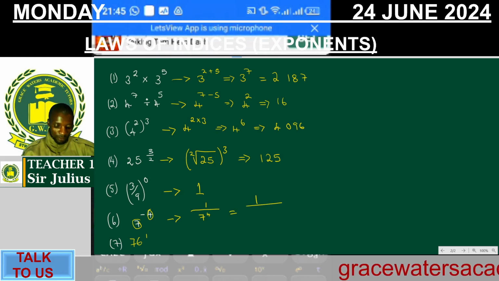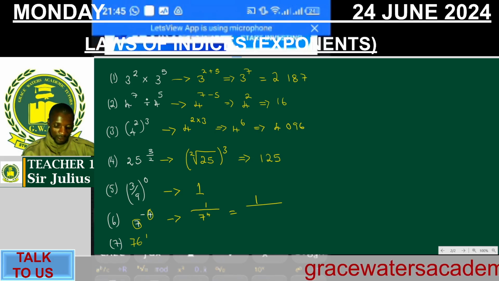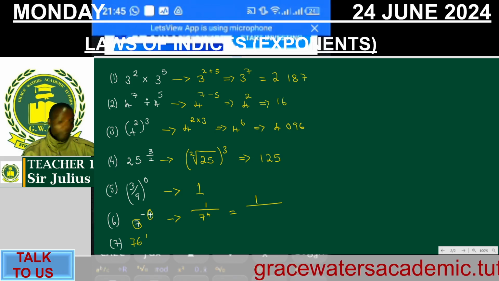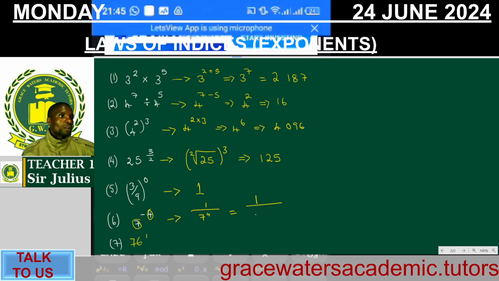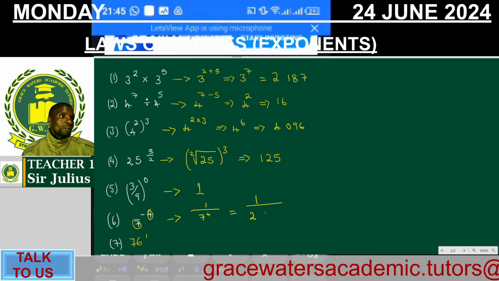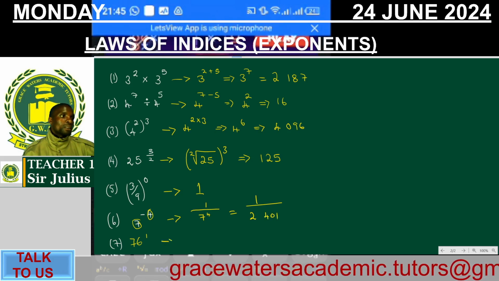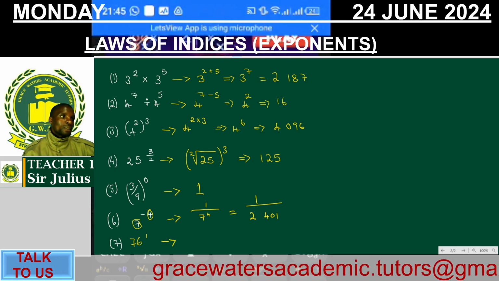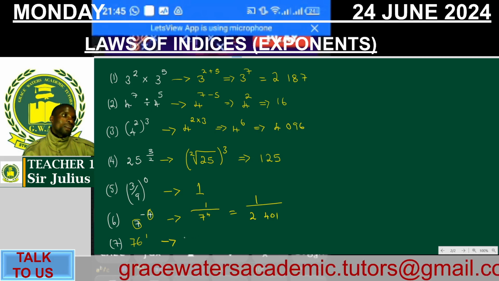Use the same pattern, 7, and then oh sorry, I made a mistake, 7, and then you go to the next pattern, and then you put power, saying power 4, and then you say equals 2401, so you put it 2401. Then the last part is saying 76 to the power of 1. You don't need the calculator.